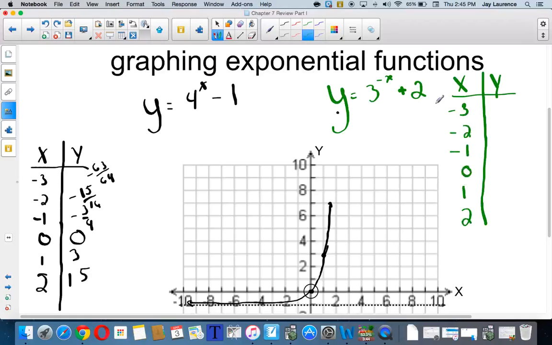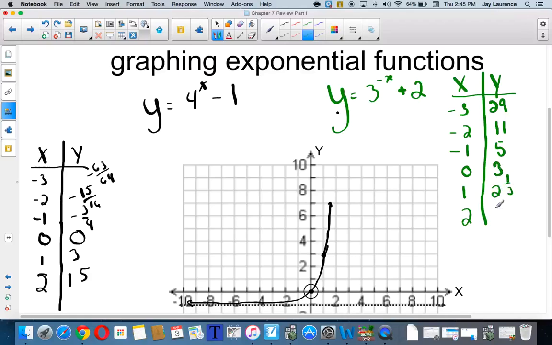When I put -3 in, I'm going to get the negative of -3, which is +3. 3 to the third is 27, plus 2 is 29. When I put -2 in, I'm going to get 3 squared, 9. That's going to be 11. -1 is going to get me 5 as an answer. 3 plus 2 is 5. 0 is still going to produce a 1. I'm going to get a 3 there. 1 is going to be a 1/3, so I'm going to get 2 and 1/3.